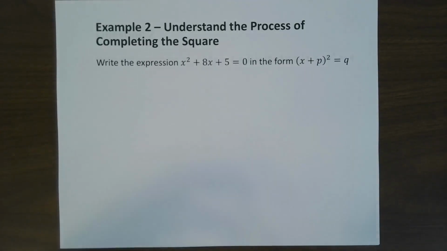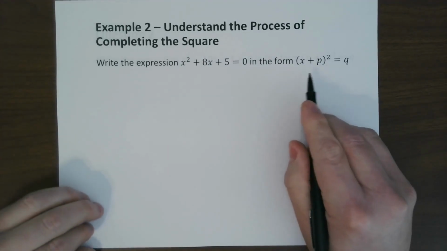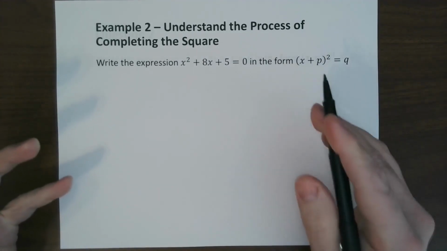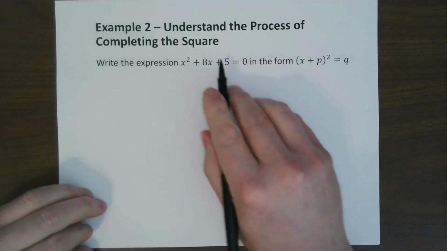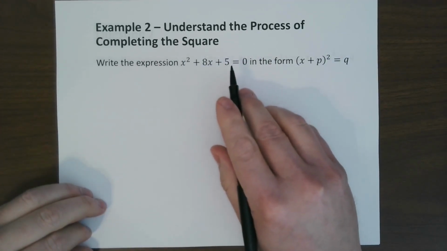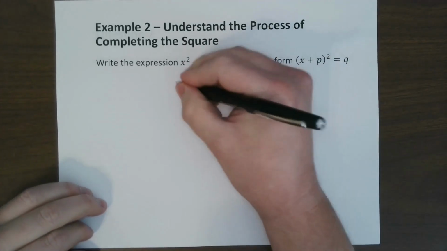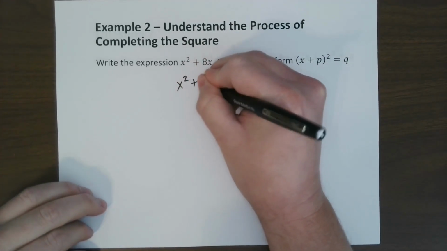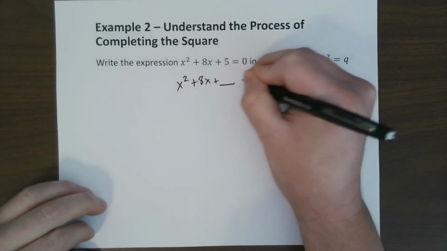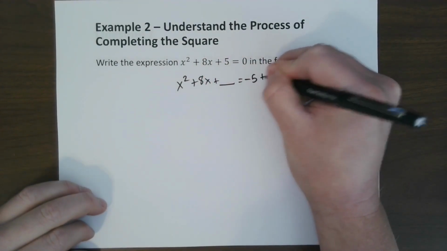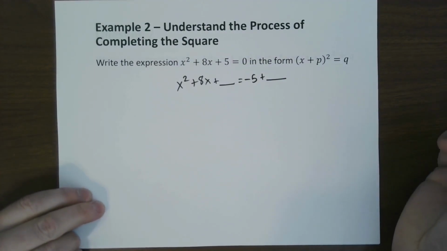So how do we do the full process? So now we have this equal to a number. We're going to do the exact same thing. So we're going to make this into a square, and we're going to rewrite. So the first step you do is move the constant over to the other side. So x squared plus 8x, always use blanks by the way, equals negative 5 plus blank, like that.